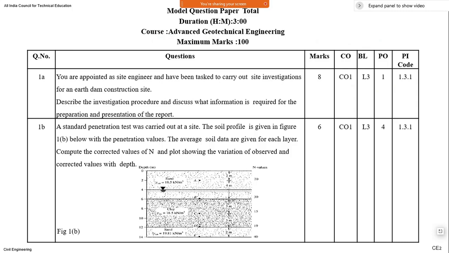This is again the same kind of question paper for a civil engineering subject. Here they have given the maximum marks, CO1, Bloom's level, then the PO which is connected to this, then PI, like this.